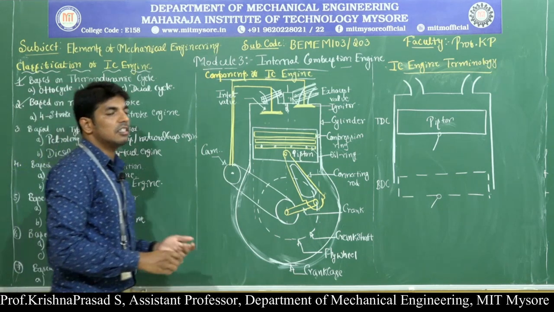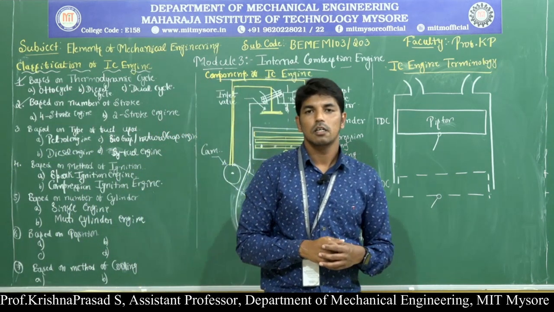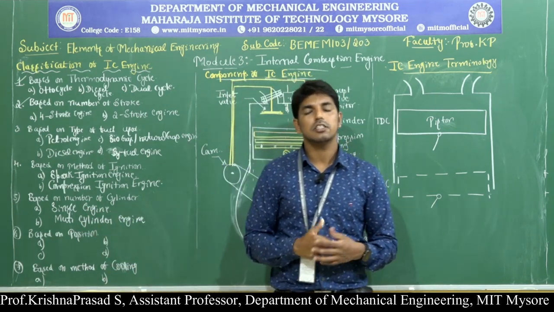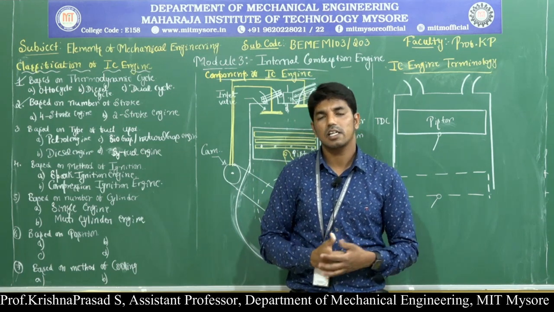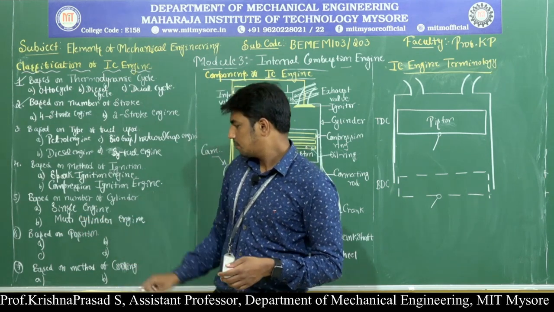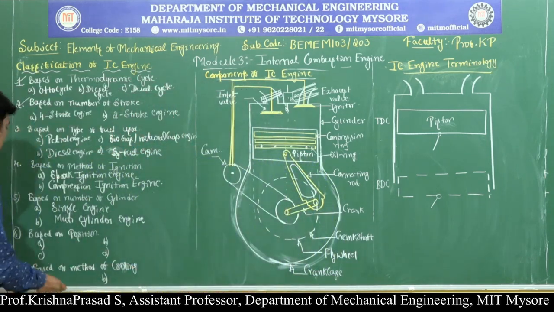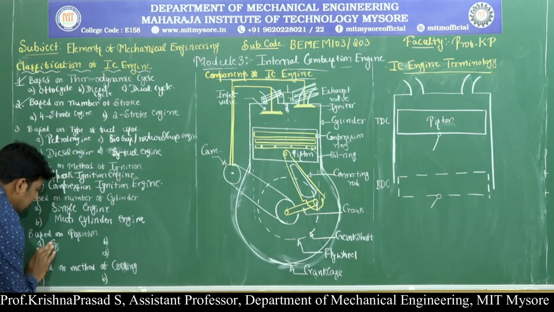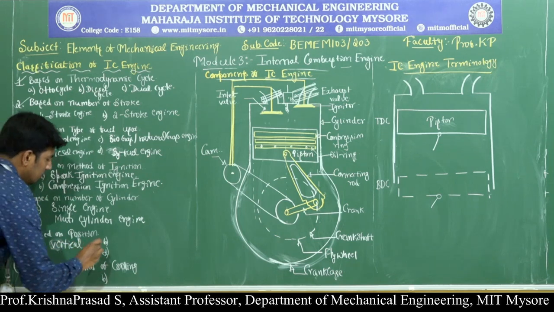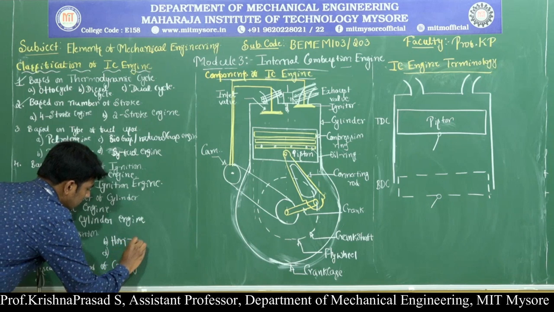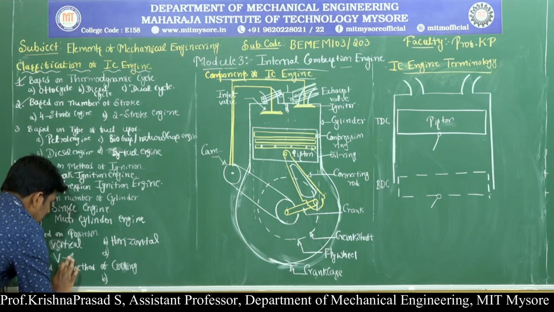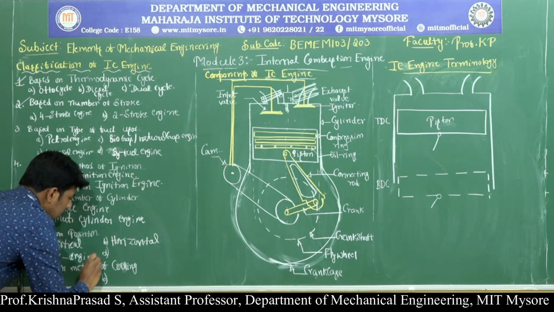In application, single cylinder engines are found in motorcycles and bikes. Multi-cylinder IC engines are found in four-wheeler vehicles as well as trucks and tippers. Next, sixth one, based on the position. Based on the position, engines are classified into four different types: engines can be placed vertical, horizontal, V, and radial engines.